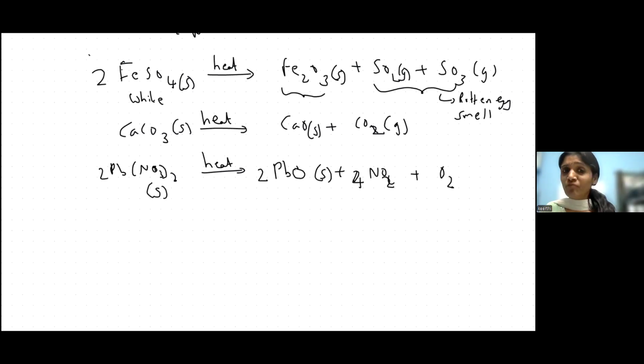The color of Pb, whenever there is a color, please remember the color. Lead nitrate is white in color. Now, NO2 is a reddish brown gas. Okay, reddish brown gas. As you know, oxygen is a colorless gas.